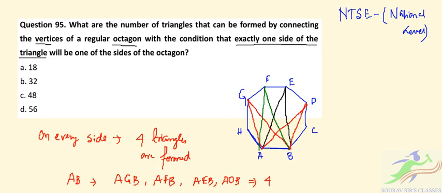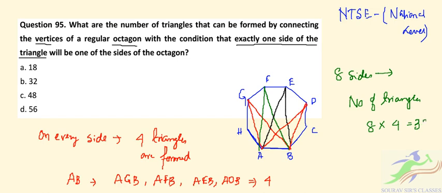Now it is given that an octagon has 8 sides. So the total number of triangles will be 8 multiplied by 4, that is 32. So that will be the correct answer. For question number 95, the correct option is B, that is 32.